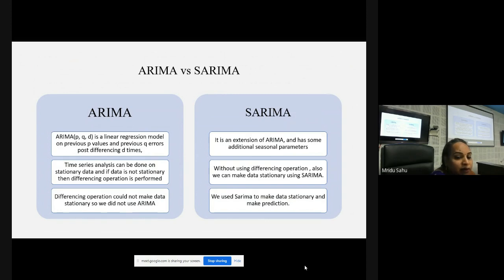And time series analysis can be done on stationary data, and if the data is not stationary, then a differencing operation is performed. If it is not stationary, then according to the gap between them, you have to do something.